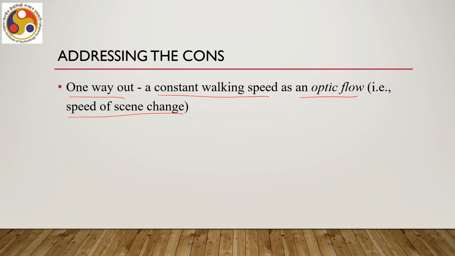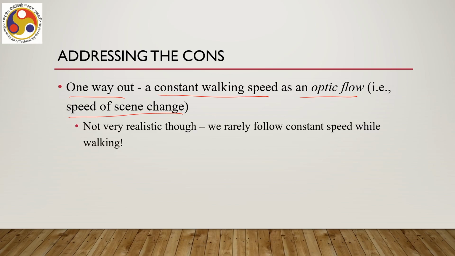One way to make it look more realistic is to have a constant walking speed as an optic flow, that is, the speed at which the scenes change remains constant with time. But this is not very realistic, as we can intuitively understand, because when we move, we rarely follow a constant speed while walking. We ourselves do not do it. So, if the system is doing so, there is less possibility that we will feel realistic while exploring the virtual space.